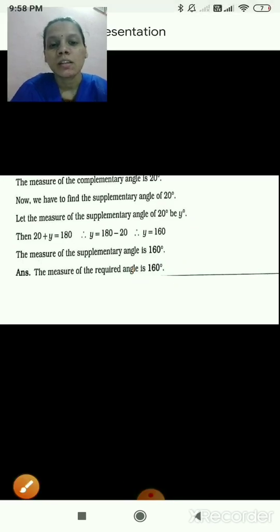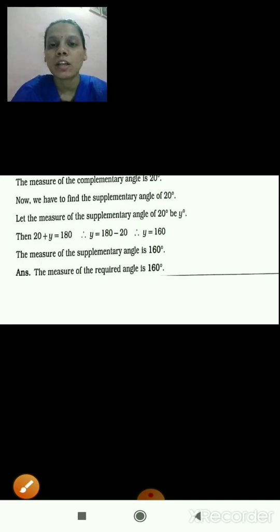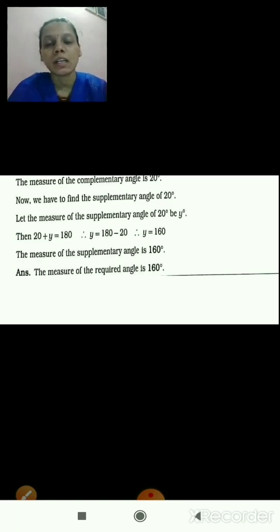The measure of angle A is given. We need to find first the complementary of A. The measure of angle A is given as 70 degrees, so the complementary of 70 degrees is 20 degrees. Then you will find the supplementary angle of 20 degrees, that is 160 degrees, as 160 plus 20 is equal to 180 degrees. I hope you are clear with this sum. Now we'll move to the next sum.